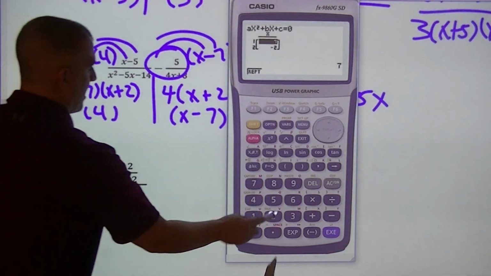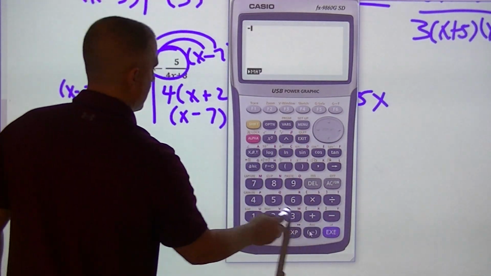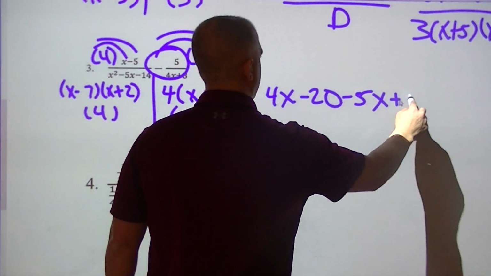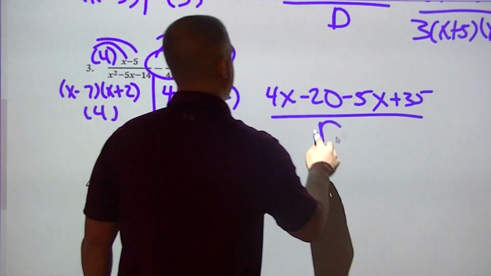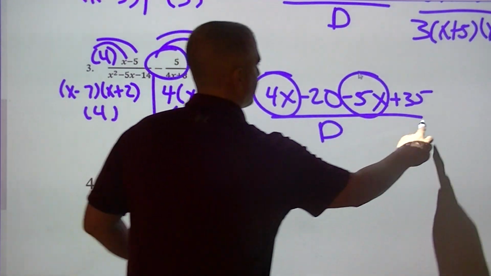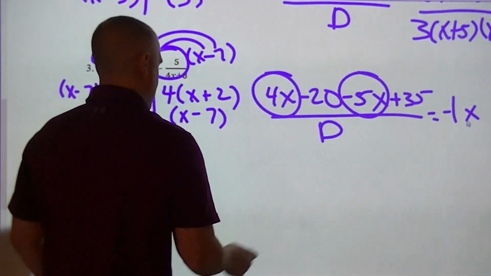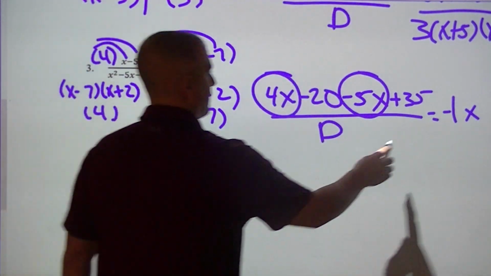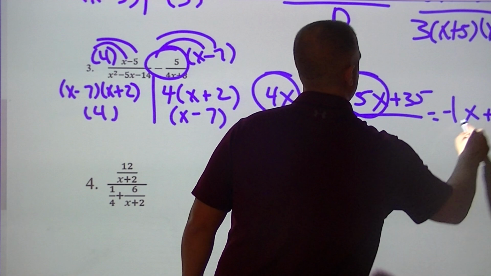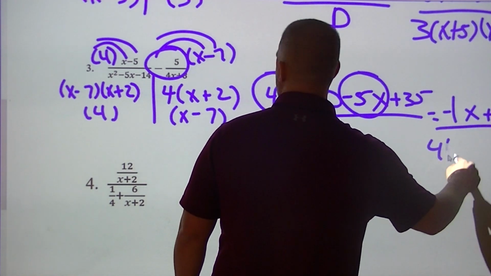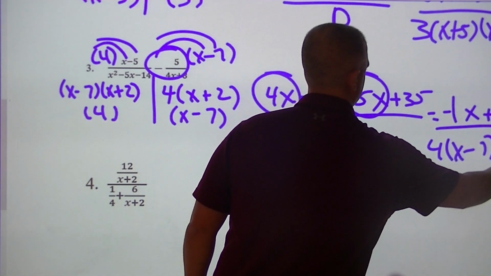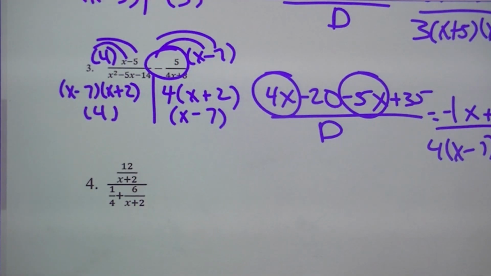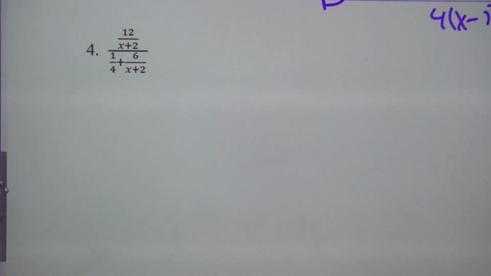Okay, and I saw this mistake a lot. Negative 5 times negative 7 is positive 35, all over my common denominator. So, 4x minus 5x is negative 1x. Negative 20 plus 35 is positive 15, all over my common denominator, which is 4 times x minus 7, x plus 2. Okay? The big thing, once again, you got to watch that as a negative. Okay? Moving on to number 4 here.